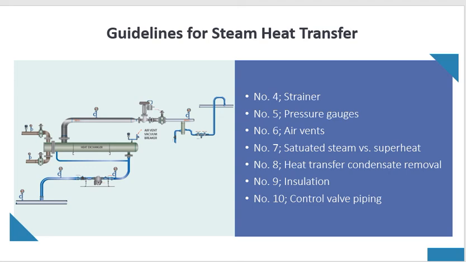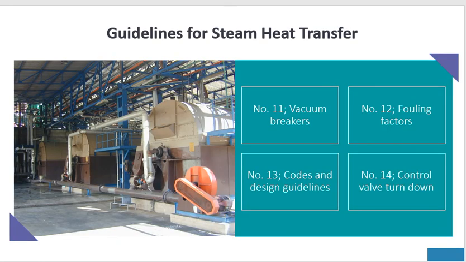Control valve piping, always expand the pipe at least 1 pipe diameter after the control valve. Vacuum breakers. Number 12, fouling factors. Certain processes, we might have to put a fouling factor into the heat transfer, depending on the product buildup that we might have. Number 13, always know the codes and the design guidelines.